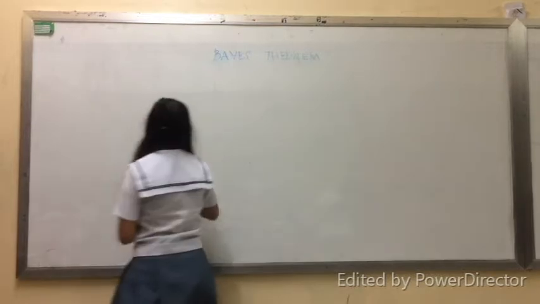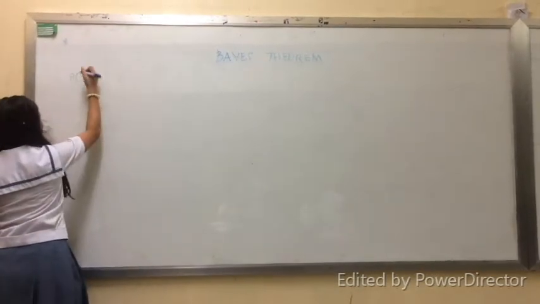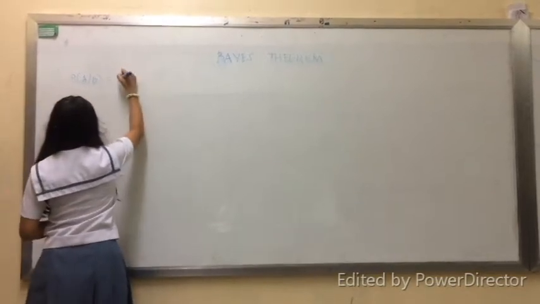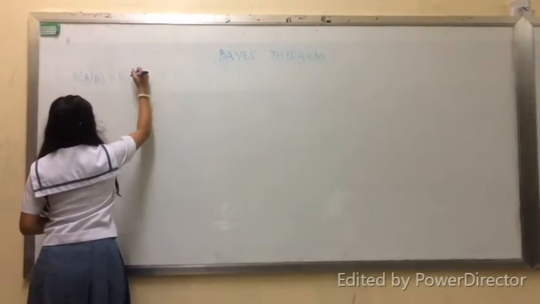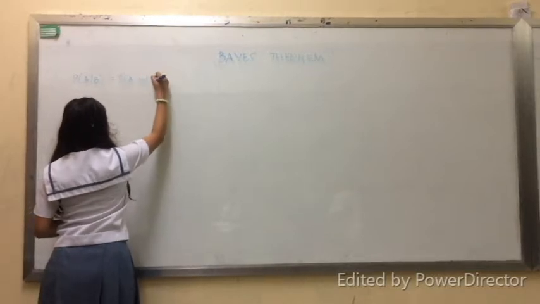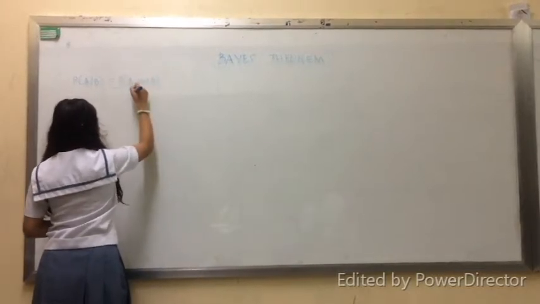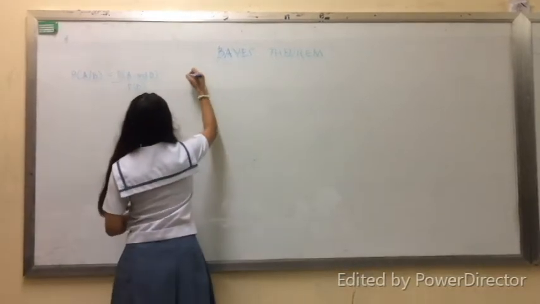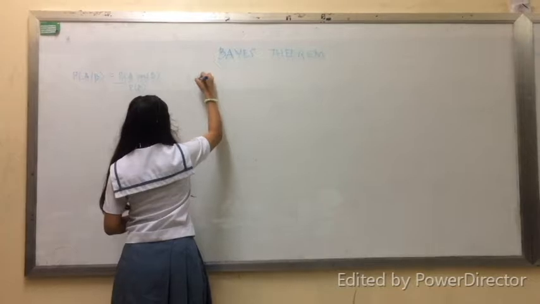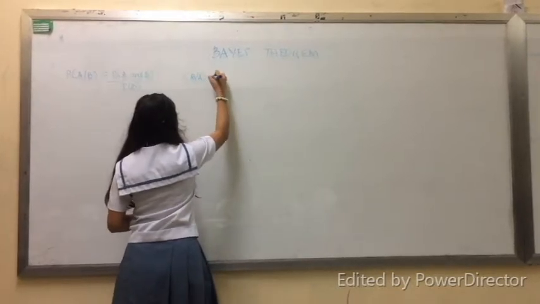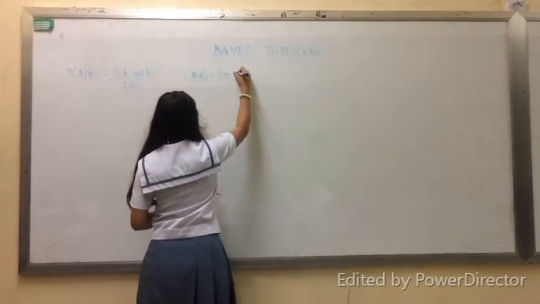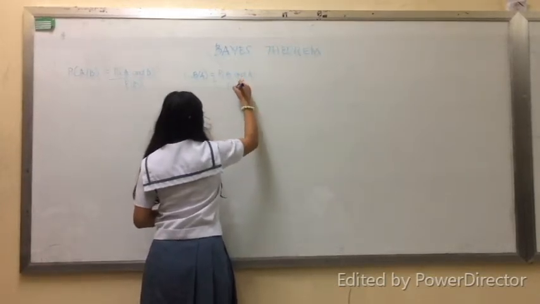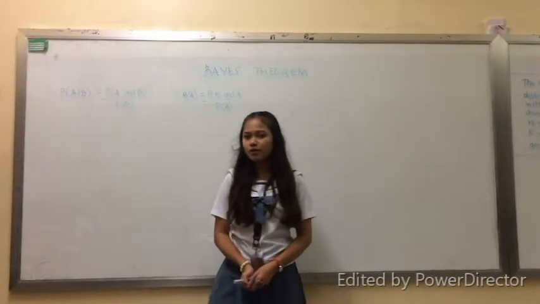So, we are given the equation: the probability of A given B is equal to the probability of A and B all over the probability of B. And the second equation is the probability of B given A is equal to the probability of B and A all over the probability of A. So we will simplify the equation.